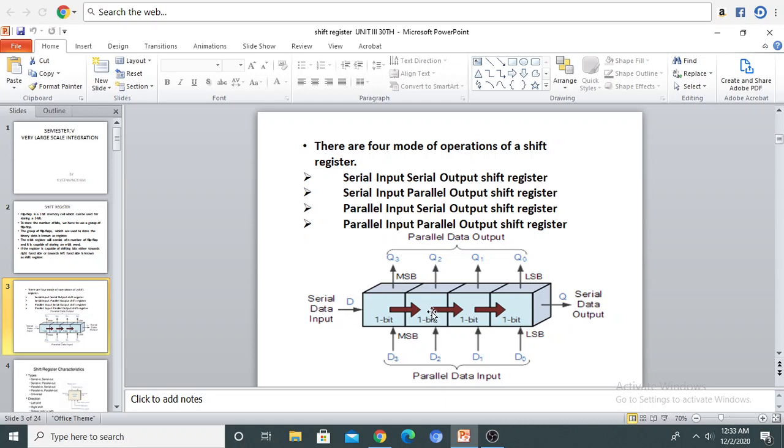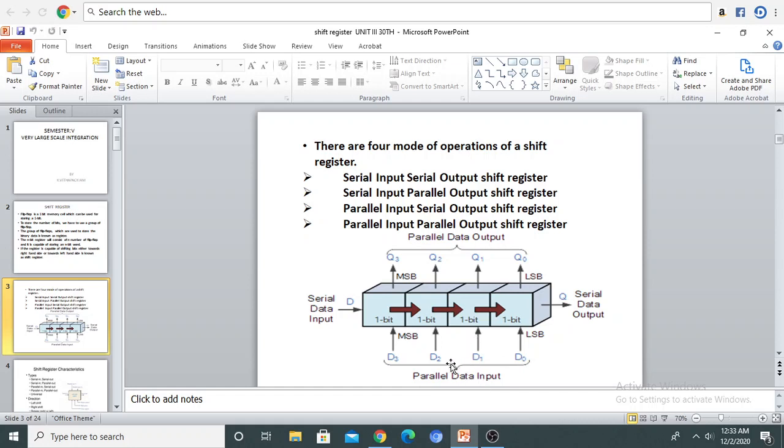Here D is the input, Q3, Q2, Q1 and Q0 are the parallel outputs. Q is the serial output. D3, D2, D1 and D0 are the parallel inputs.